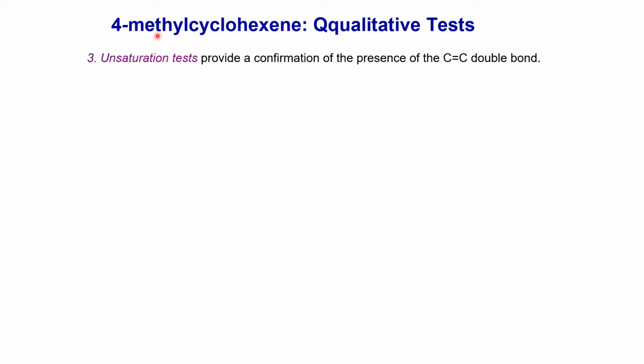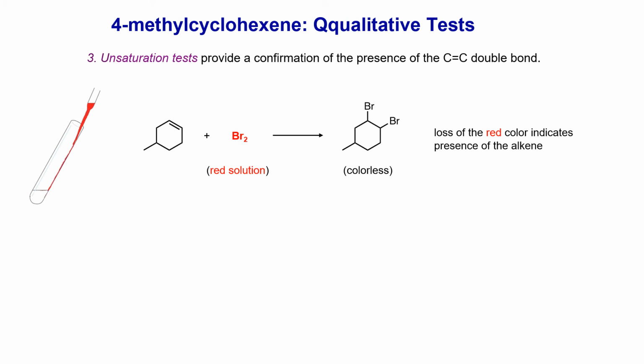Okay, to verify that we have synthesized 4-methylcyclohexene, we have to do some qualitative analysis, right? So one of the qualitative analyses you can do in the lab is called the unsaturation test. The unsaturation test will provide a confirmation of the presence of a carbon-carbon double bond in an organic molecule, right? So let's look at that.